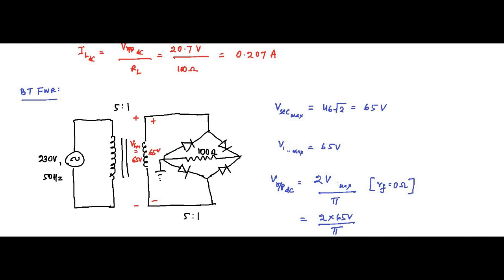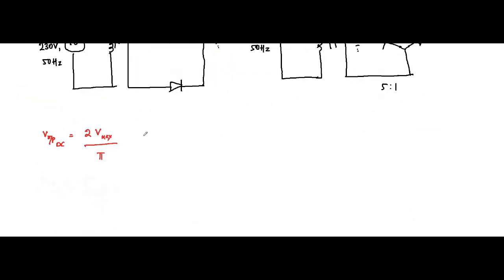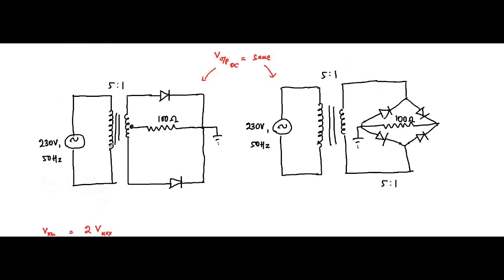It is simply the maximum voltage across the winding. For center tapped it's only CT max. So don't get confused. It is simply V max, 65 volt. So the crucial difference is that 2 V max by pi is the output DC voltage, and V max is the maximum voltage to which the diode is subjected.